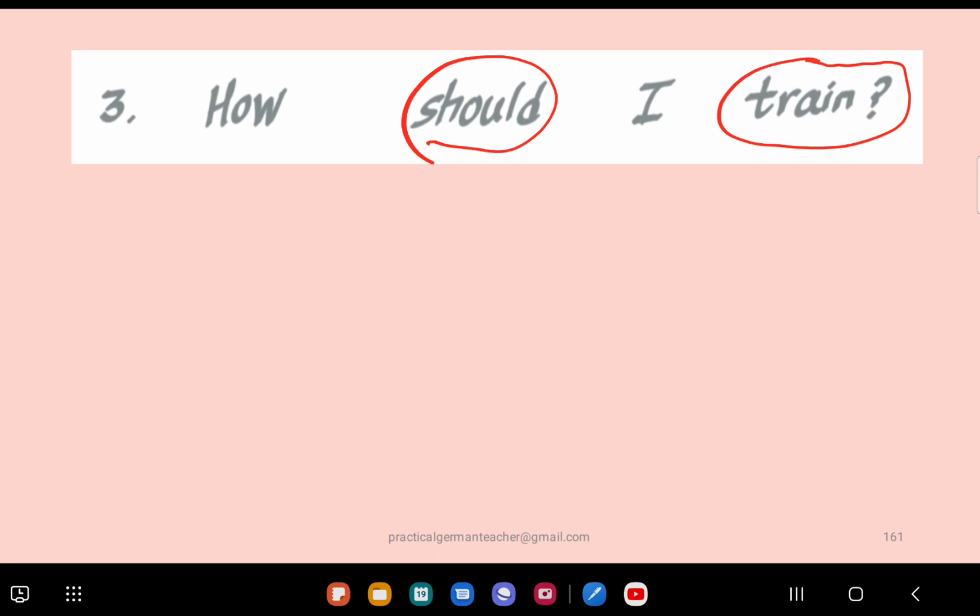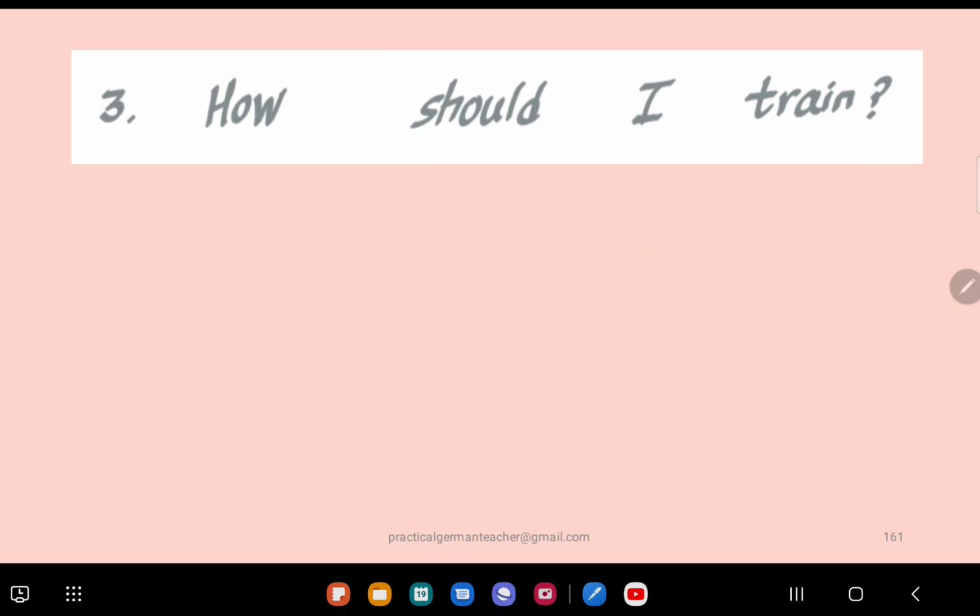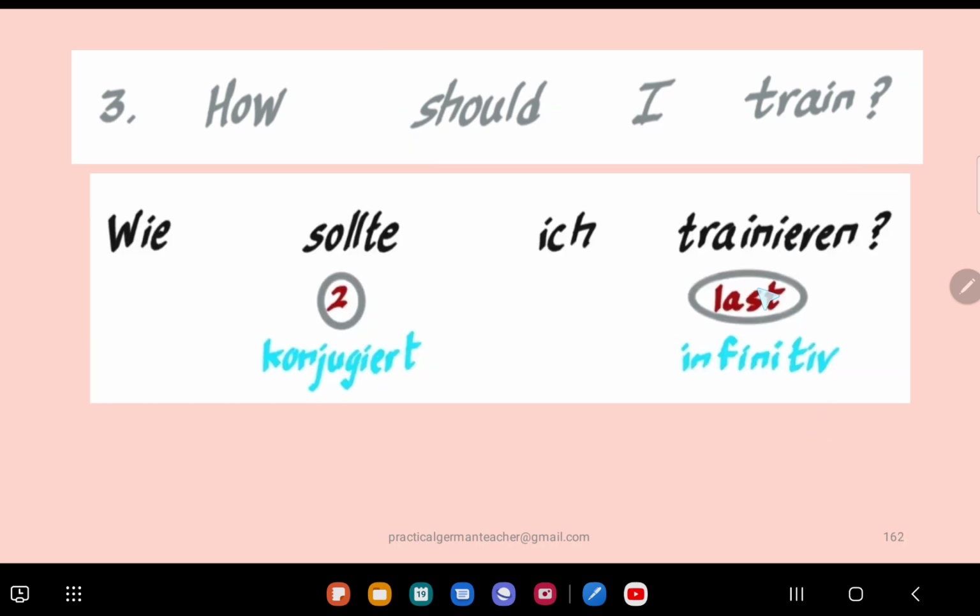That's what I mean. So a colloquial way to say it is pumpen. You'll see this in gyms, but we don't use that outside the gym. So it is trainieren. Okay, the verb is trainieren. So how do you do it? Again, this one will be at the last position, infinitive form. Second position, sollten, conjugated for the subject ich. Wie sollte ich trainieren? Wie is how, question mark.